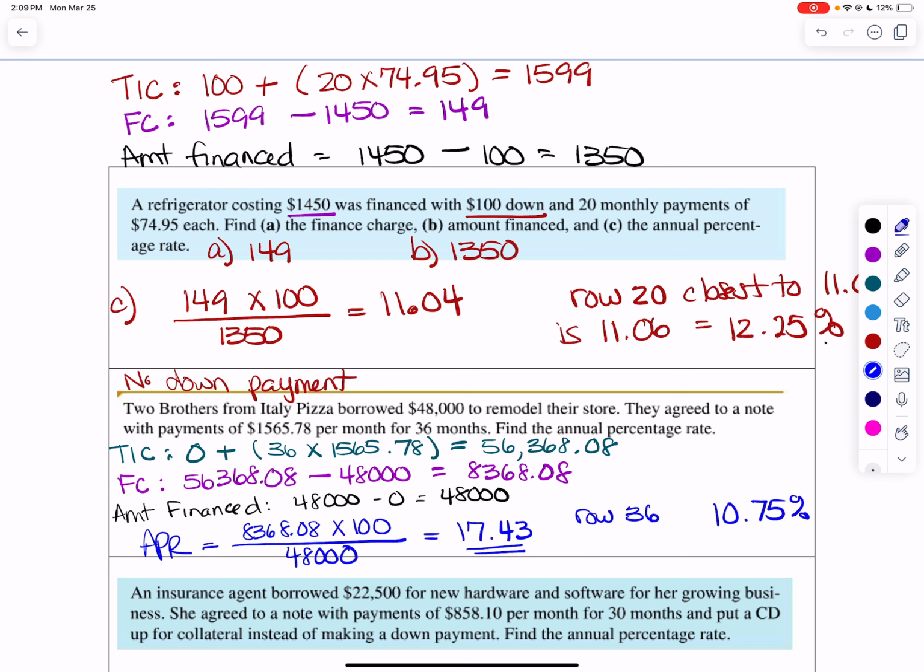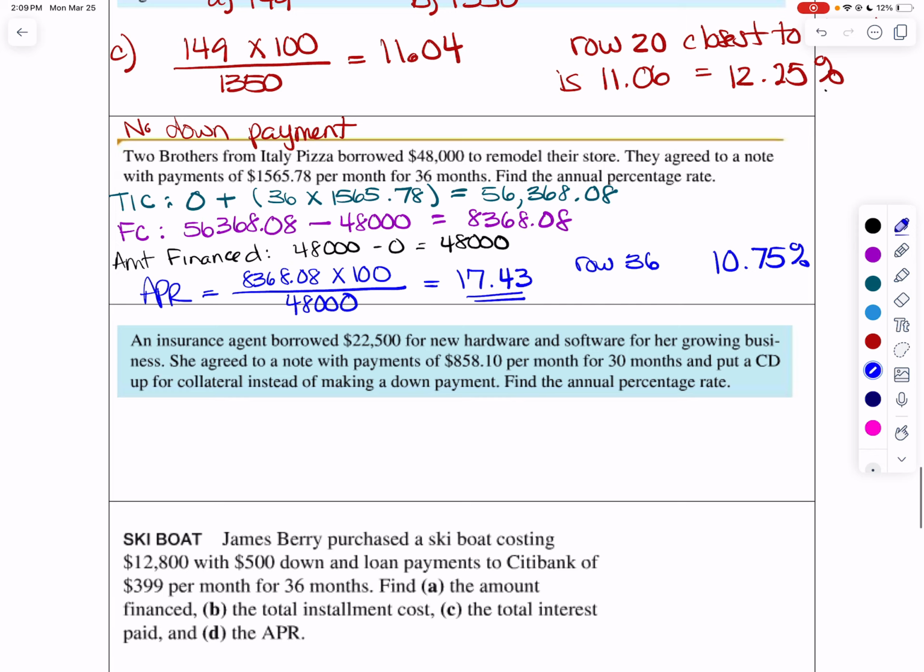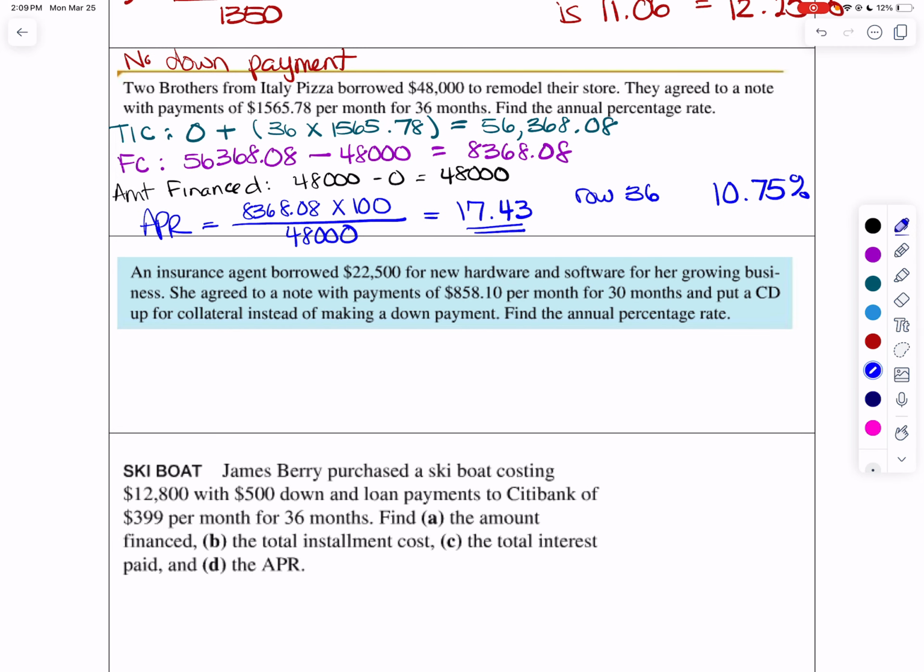Okay. Again, I would suggest that you stop the tape, try to work this last one, and then you can start the tape again and check your answer. Okay, so again, this one does not put anything down. So total, let's just abbreviate here. Total installment cost, 0 down, plus 30 months of $858.10 brings us the total installment cost of $25,743.